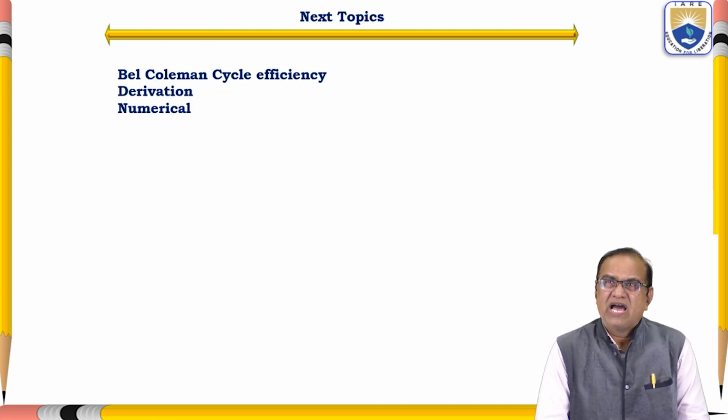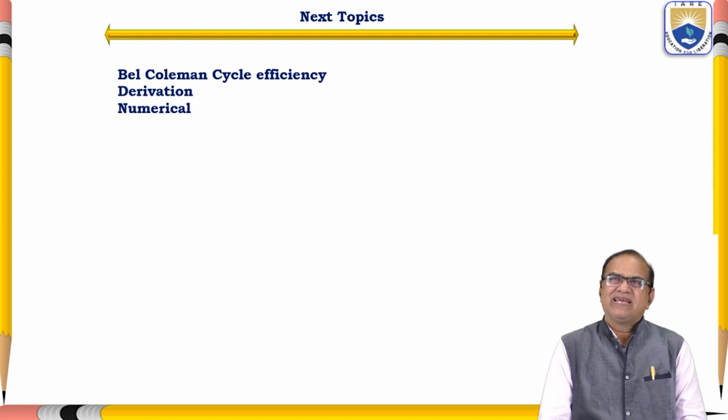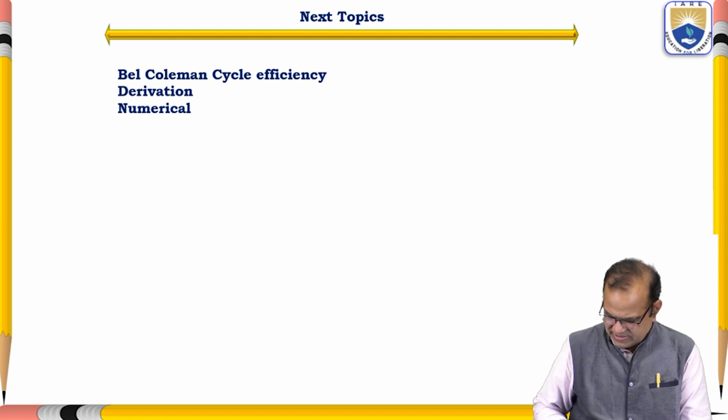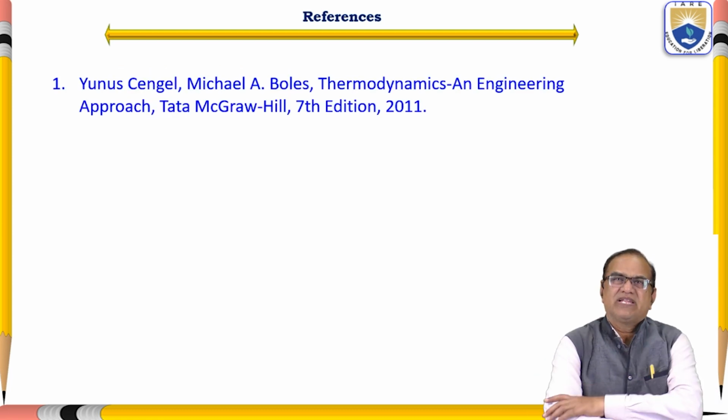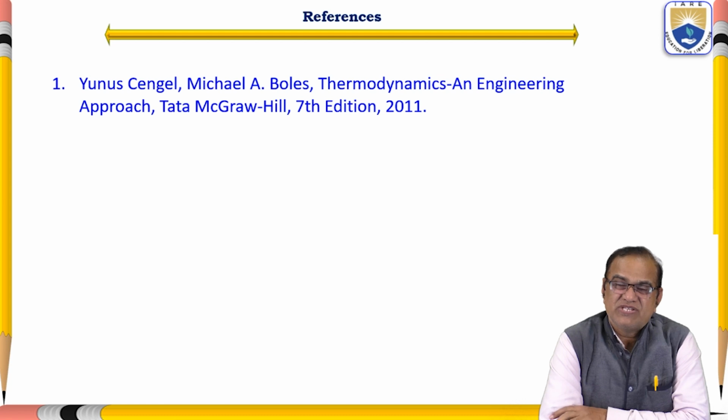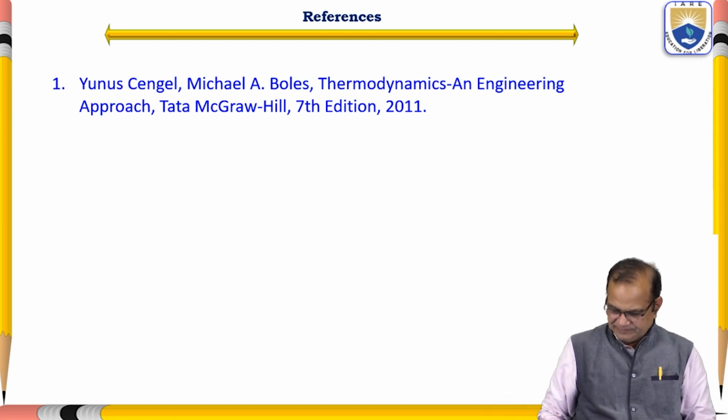Okay, next I will be discussing the Brayton cycle. Not Bell-Coleman, Brayton cycle. I have taken the references from Eunice Cengel and Michael A. Boles. These are the references which I am referring to. Also, I am referring to some YouTube video channels for this.